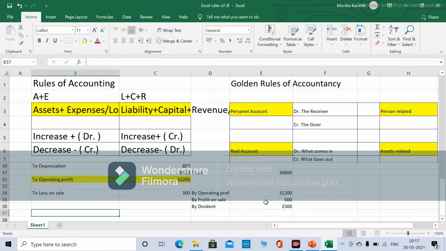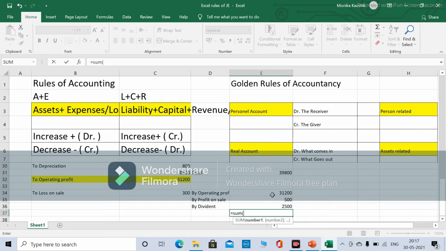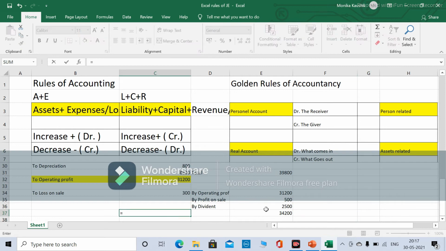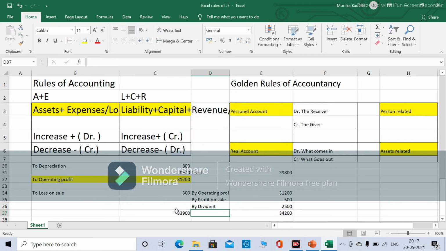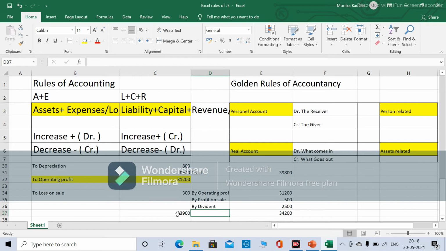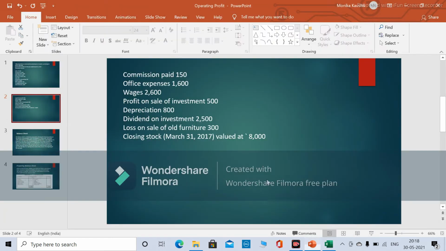So the third item which was in the question was net profit. Let's calculate. All these I am adding, and this minus this. 33,900 is my net profit. Okay, so it's done. Now you got to know what is operating profit, what is gross profit, and what is net profit. Let's move ahead to the next topic.